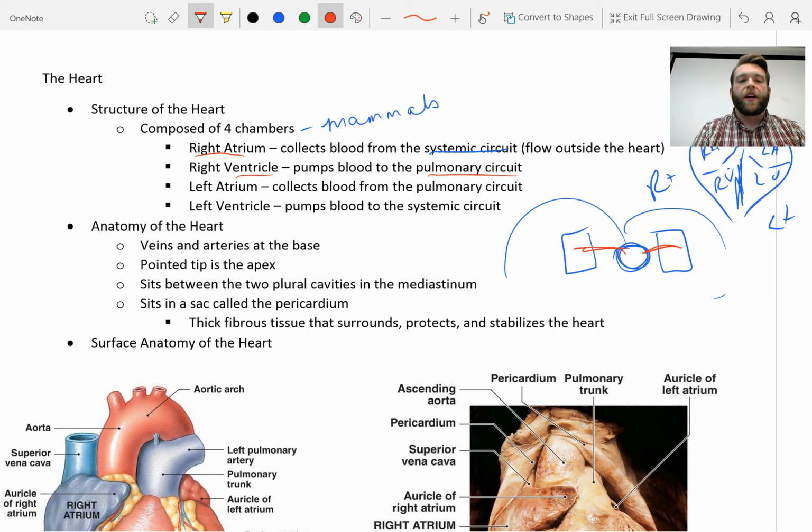So it's sending blood from the right ventricle to the lungs, and it comes back to the left atrium. Again, atria are entryways into the heart. The atria collect their blood from the pulmonary circuit, and then it gets pumped to the left ventricle and out to the rest of the body.